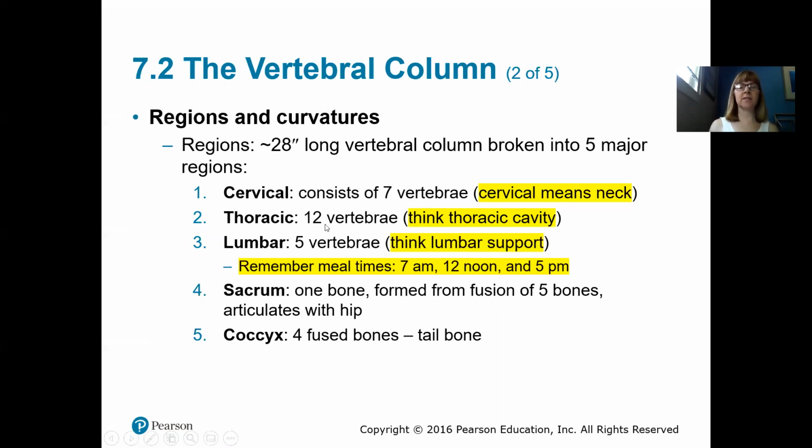Thoracic means chest. When we think of the thoracic cavity, that means chest. And remember, we learned earlier in a video, you can think of Thor has a big chest, okay? And there are 12 thoracic vertebrae. And then lumbar: I always think of a chair that has lumbar support, and it's usually down low. There are 5 lumbar vertebrae.